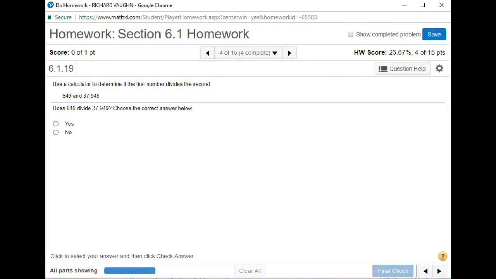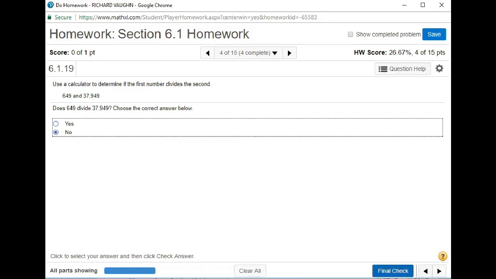Okay, use a calculator to determine if the first number divides the second. Let's see, I'll get my calculator here. So we'll take 37,949 divided by 649 and get 58.47, so no, it's not a divisor.